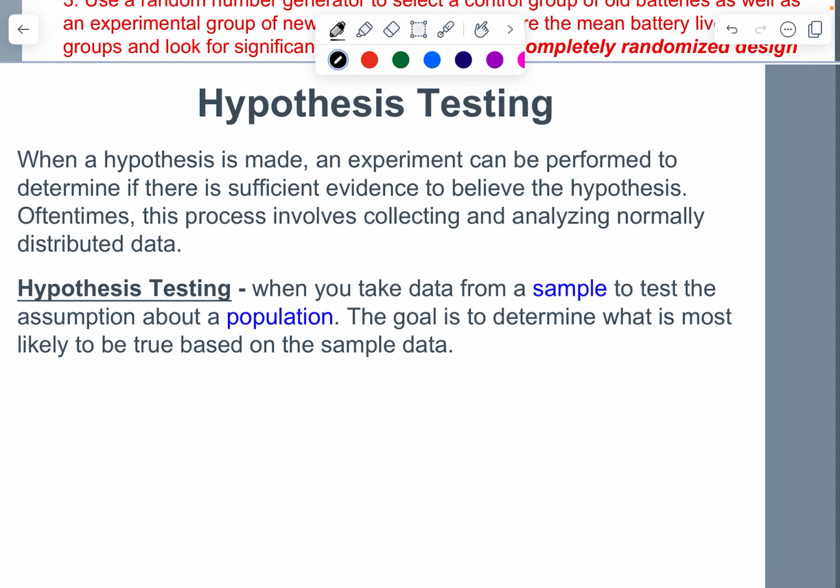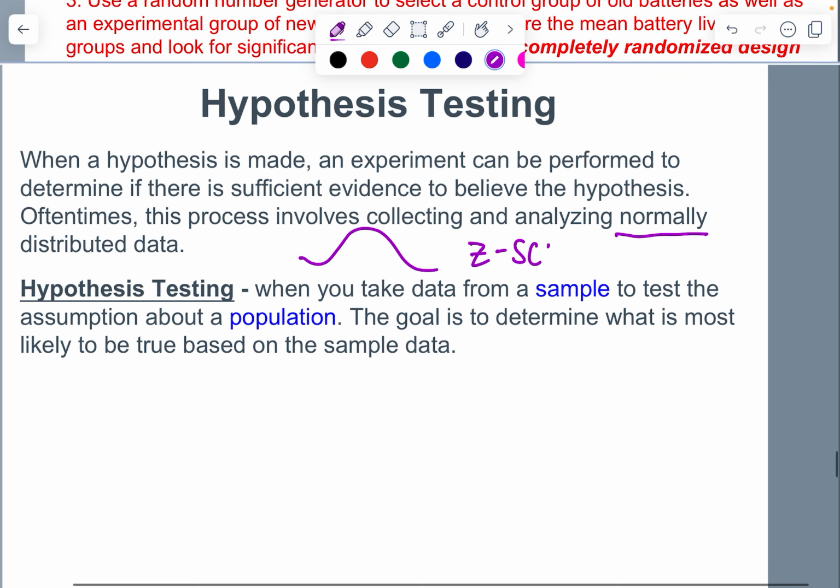So lastly, hypothesis testing is when you make a hypothesis and then perform an experiment and see if it was true. Right? This is where we're going to collect and analyze normally distributed data. That means we're going back to our normal curve, and also we're going to go back to z-score, okay? So hypothesis testing is when you take data from a sample and test the assumption about the population.